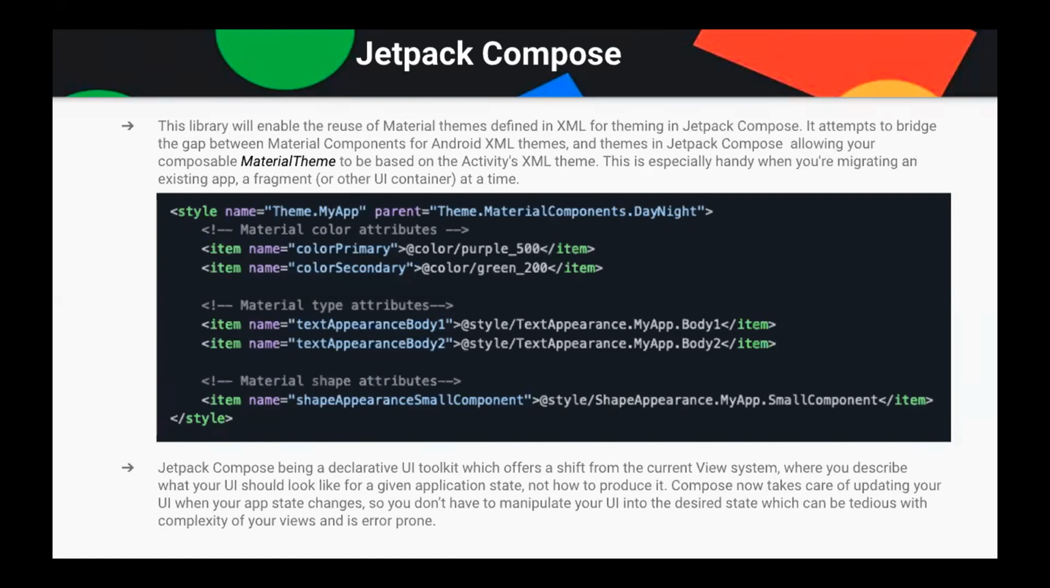And Jetpack Compose, as I started, being declarative, offers a shift from the old Android view system, where you describe what your UI should look like for a given application state, and not how to produce it. That is what Compose will be looking to address. Compose takes care of updating your UI when your app state changes. So you don't have to manipulate your UI into the desired state, which can be error prone, due to the complexity of updating each and every view as you build. Compose will be doing the heavy lifting for you.